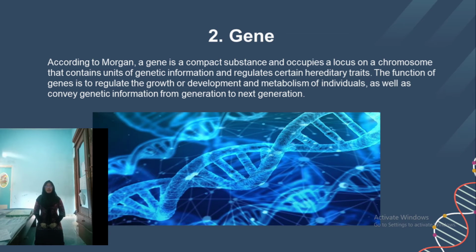And second, the next is the gene, where according to Morgan, a gene is a compact substance and occupies a locus on a chromosome that contains units of genetic information and regulates certain hereditary traits. The function of genes is to regulate the growth, development and metabolism of individuals, as well as convey genetic information from generation to next generation.